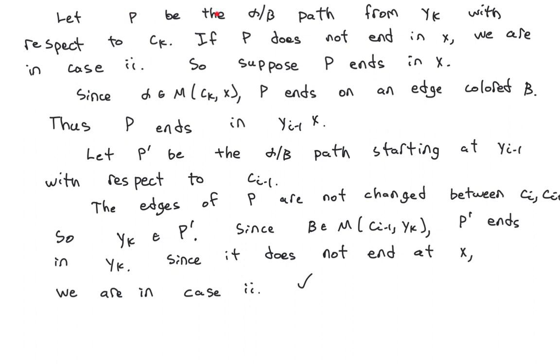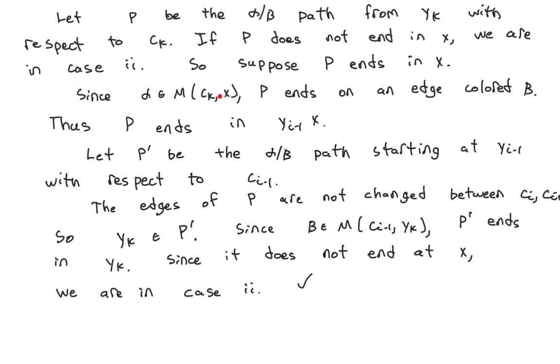So let's take an alpha beta path that starts at Y_k with respect to our last coloring. If that path does not end in X, we are in case 2 with respect to this coloring. And so then we can swap colors and then color the edge XY_k and finish. So we're going to suppose P ends in X.